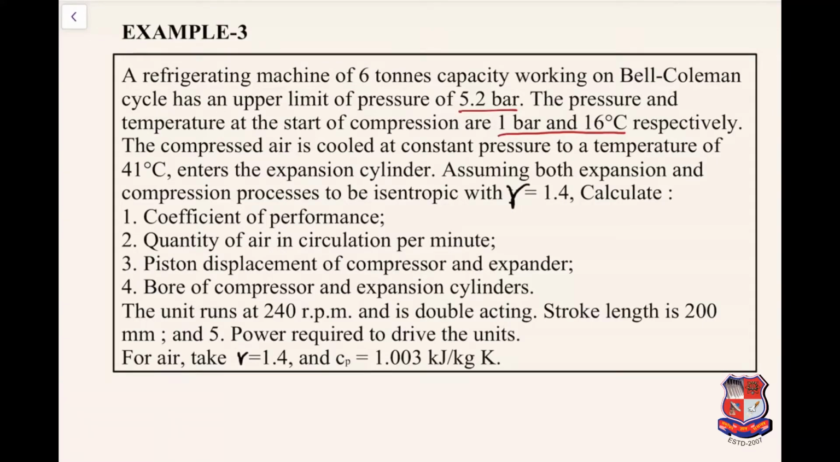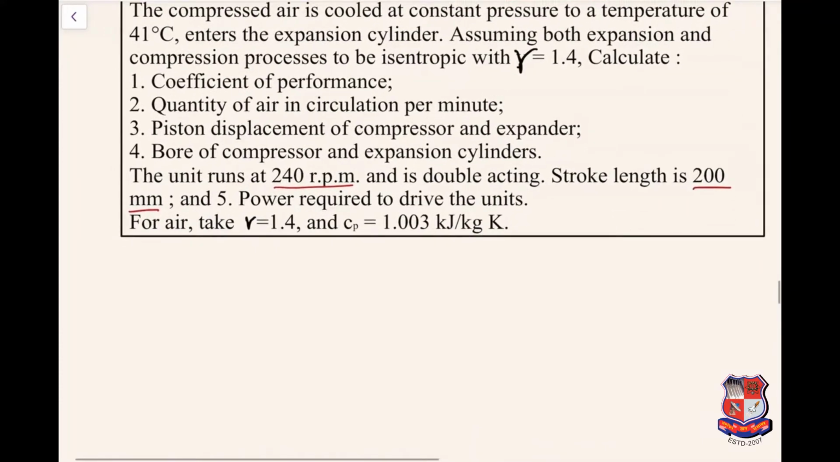So calculate coefficient of performance, quantity of air that is circulated per minute, piston displacement of compressor and expander, bore of compressor and expansion cylinders. The unit runs at 240 rpm and is double acting. Stroke length is given, that is 200 mm, and power required to drive the unit that need to find out. Gamma and Cp is given.